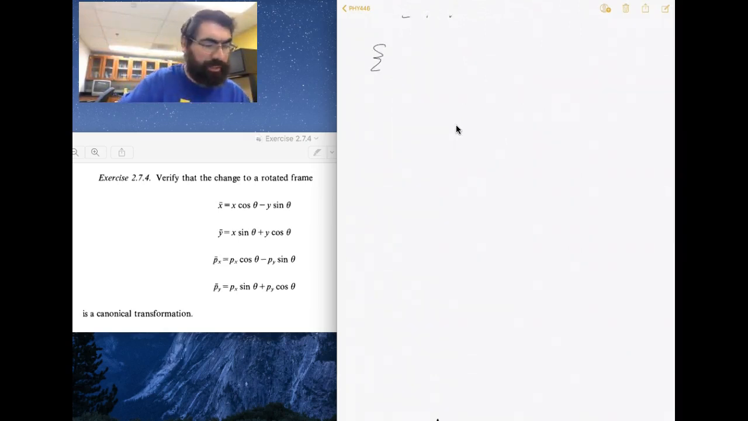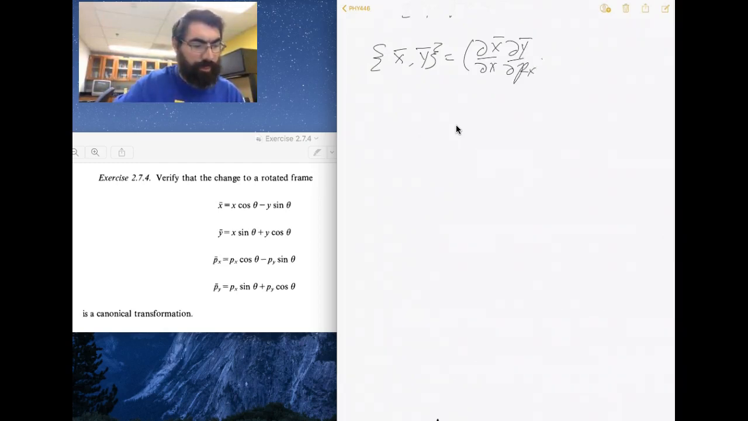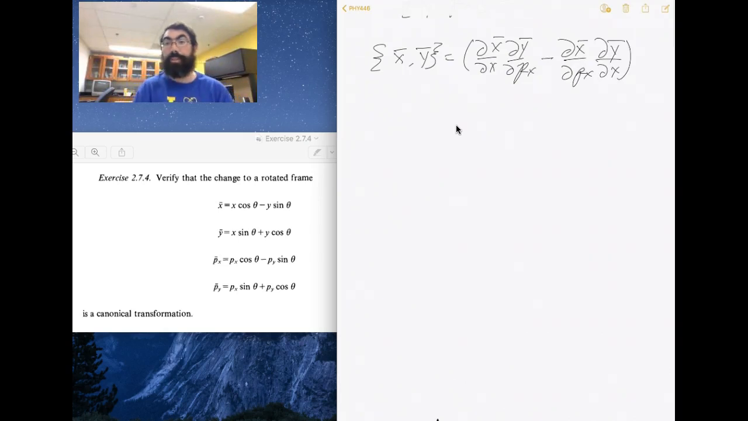The Poisson bracket of x bar, y bar is equal to the derivative of x bar with respect to x, the derivative of y bar with respect to px, minus the derivative of x bar with respect to px, and the derivative of y bar with respect to x. That's the first one in the sum, but remember there's two coordinates. There's the x coordinate and the y coordinate.